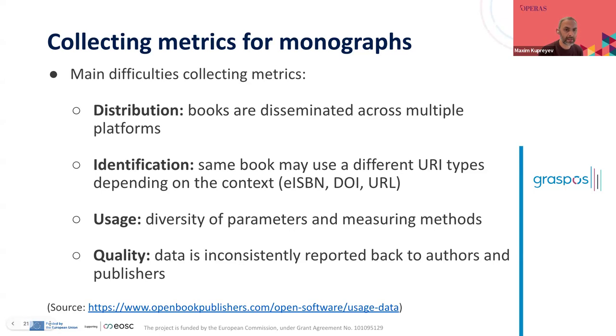The first one is distribution. Open access books are disseminated across multiple platforms. The second one is identification. Depending on the context, the same work may have different URIs, for example, unique resource identifiers such as ISBN, DOI, or URL.